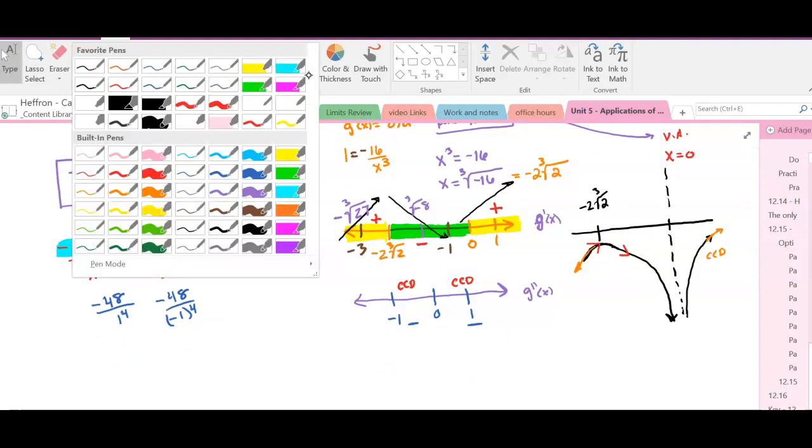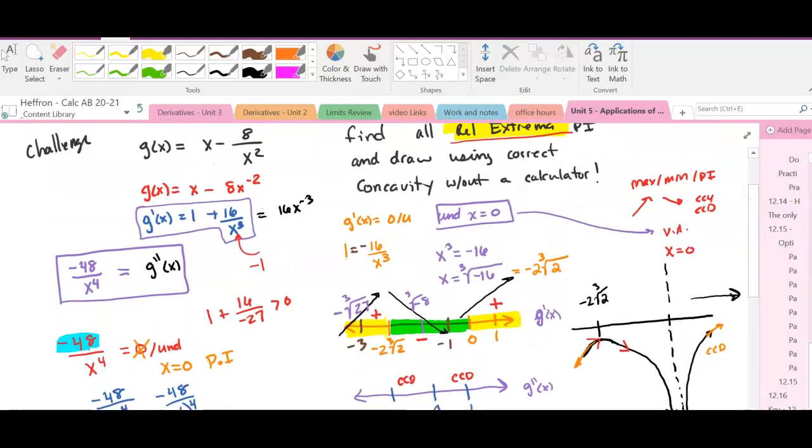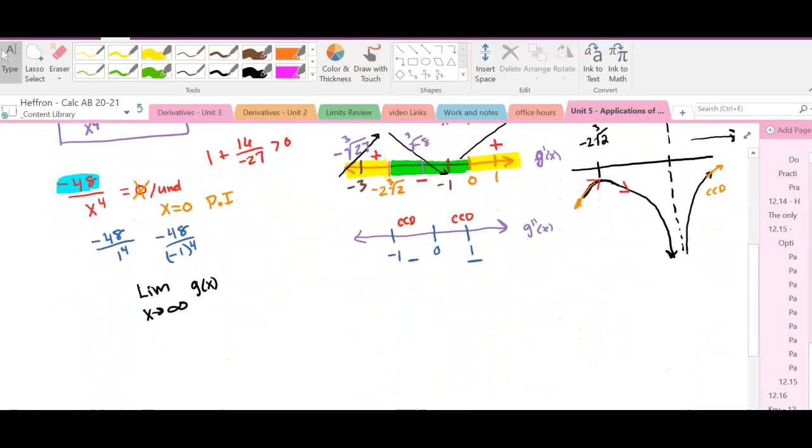And now we're going to go back to our limit calculus. What happens as x gets very, very big? Well, let's look at the limit as x approaches infinity of our original function g of x. Well, our original function was x minus 8 over x squared.